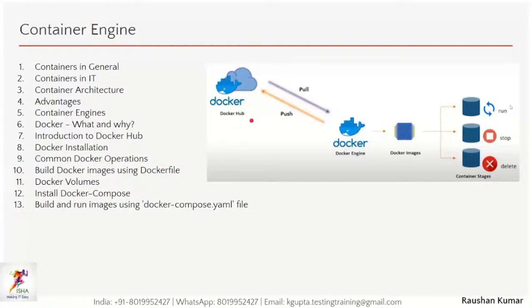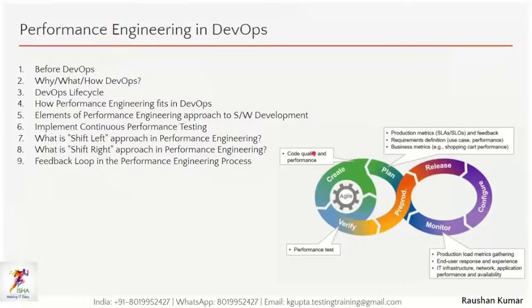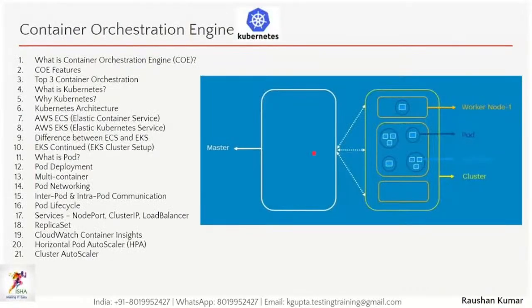And when you have a lot of containers, you need to orchestrate them. You need to auto scale, auto deploy, things like that. So it should be done automatically, right? For that, you need a container orchestration engine. Docker is the container engine and Kubernetes is the container orchestration engine. We'll learn about the container orchestration engine after that.